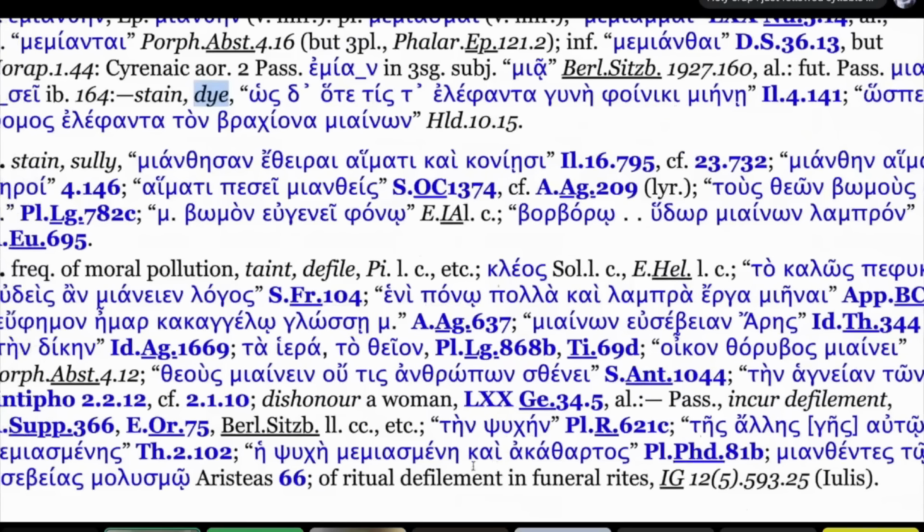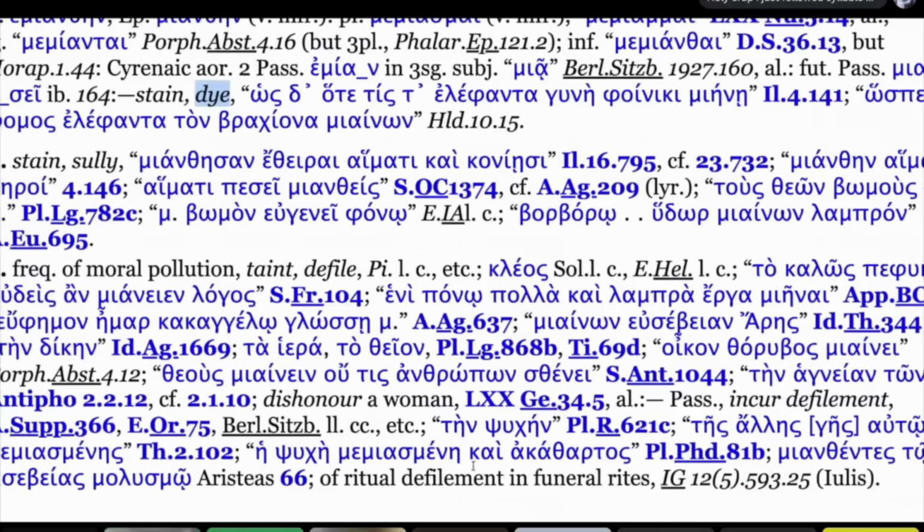What the hell is ritual defilement? To dishonor a woman. What are these people thinking? They're thinking the same concept of dying is the same concept as defiling, is the same concept as engaging in illicit intercourse with a woman. That's defilement, right? Don't defile yourself.